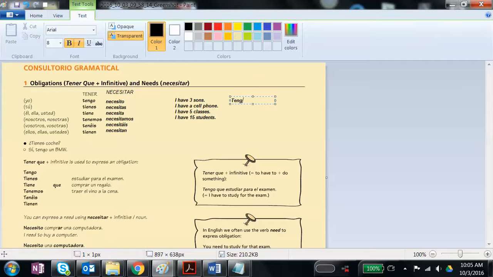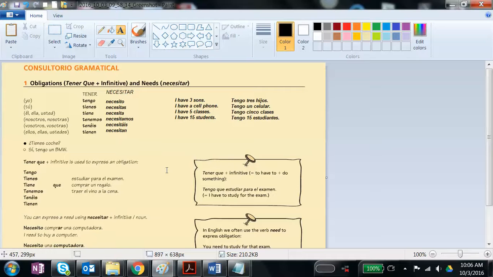So I would say, tengo tres hijos. Tengo un celular. Tengo 5 clases. Tengo 15 estudiantes. Okay? So you use the verb tener and the various forms of tener to express that you have or you possess something. However, if you have an obligation, you can use tener que.